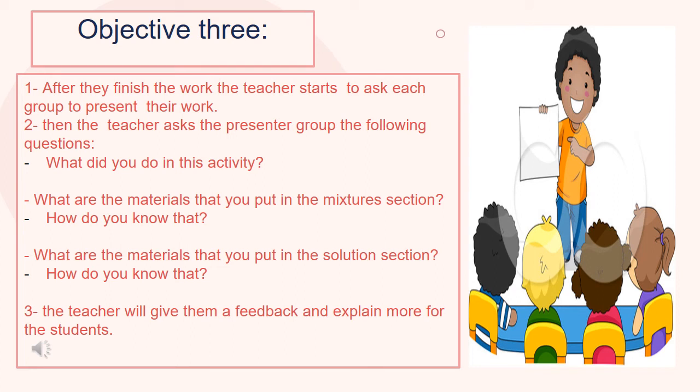After they finish the work, the teacher says, "That was a great job." Then the teacher starts to ask each group to present their work, and the presenter student has to stand in front of the class, and the teacher asks his group the following questions. What did you see in this activity? What are the materials that you put in the mixtures section? How did you know that? What are the materials that you put in the solution section? How did you know that? Then the teacher will give them feedback and explain more for the students.